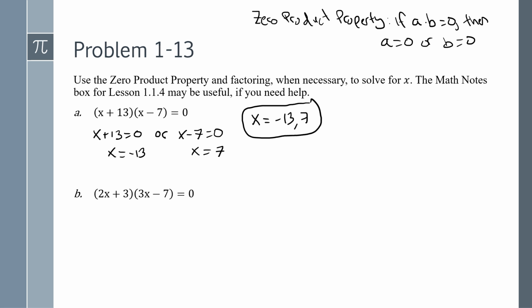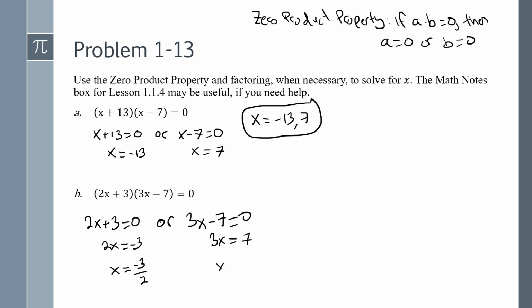So part B, again, it's in factored form. I'm going to take the first factor and set it equal to 0. So subtract 3, and then divide by 2. So one of the answers is negative 3 halves. Or I can let 3x minus 7 equal 0. So again, solve it for x. I'm going to add 7 to both sides, then divide by 3. Since 7/3 is a repeating decimal, we want to leave our answers in improper fraction form. So my answers are x can be either negative 3 halves or 7/3.